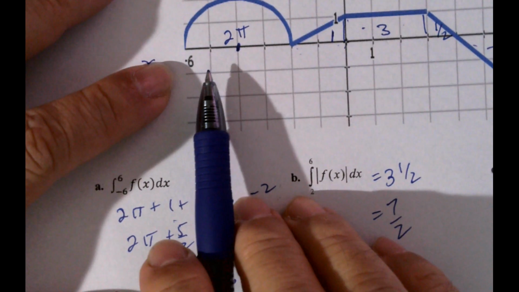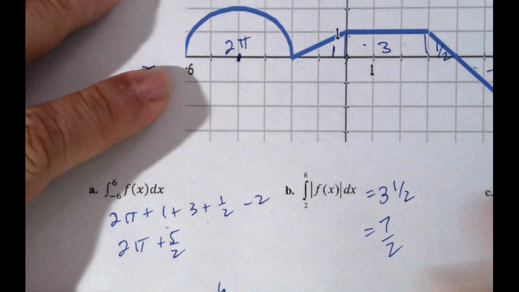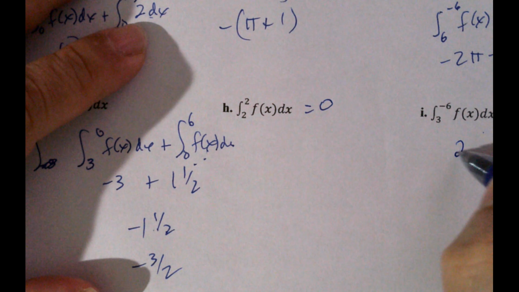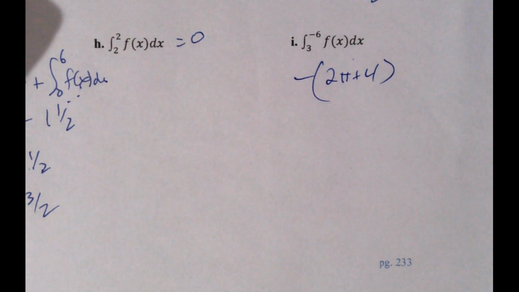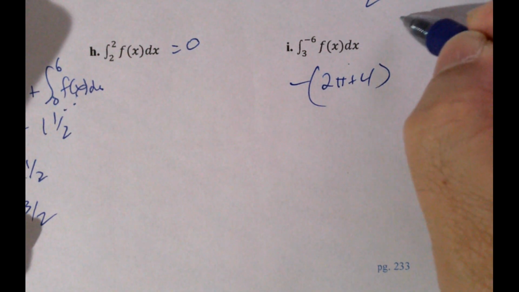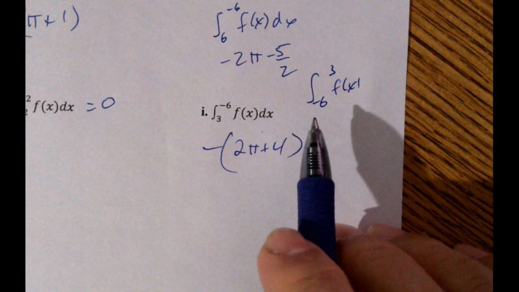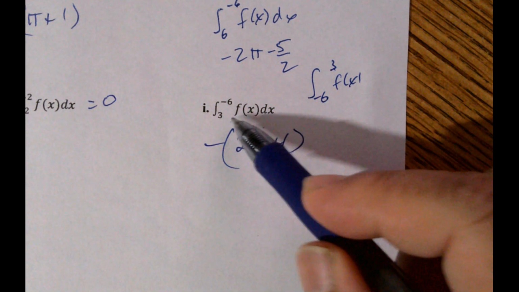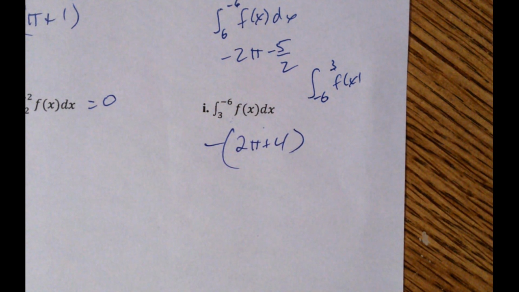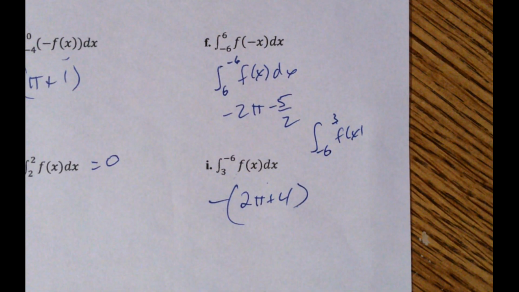So what is it from negative 6 to positive 3? It's 2 pi plus 4. So that means we're changing the sign. So it was 2 pi plus 4, but because we're going backwards, we're going to change the sign to the opposite of that, right? If it were negative 6 to 3 of f of x, it would be 2 pi plus 4. But because it's backwards, we just change the sign. And that's page 233. I don't know if we're going to do another page. I think that's it. All right.